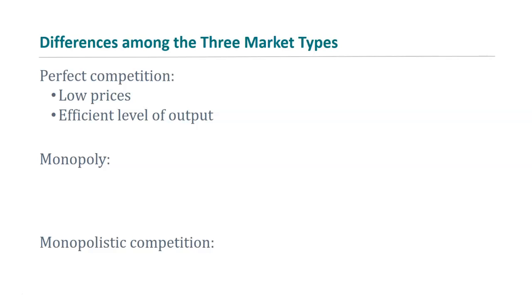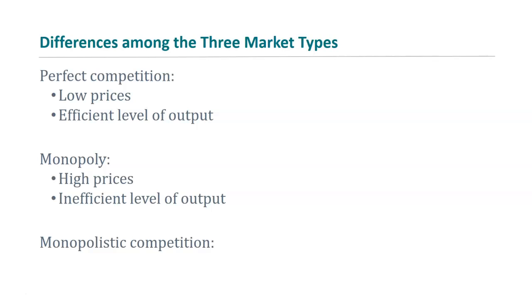A monopoly, on the other hand, rather than choosing a level of output that is most efficient, is going to choose a level of output that maximizes their profit. And so when they do that, what they end up doing is charging higher prices and producing lower levels of output, inefficient levels of output.